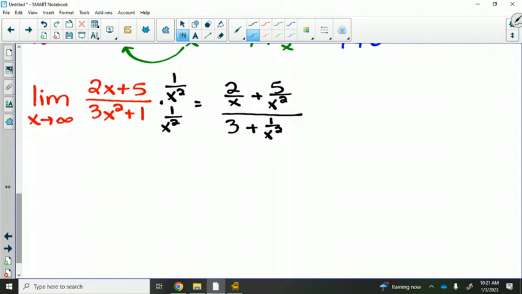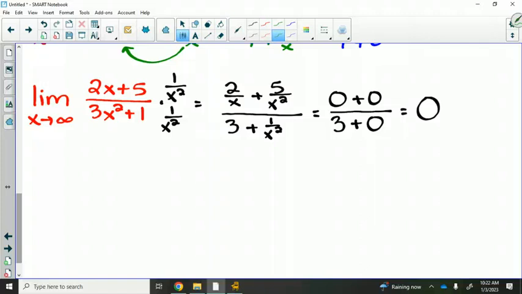Okay, out of those 4 different terms, are they either constants or in that form from the theorem? Yes. So now I can take the limit of each of them. Well, I'm going to have 0 plus 0 over 3 plus 0. That's 0 over 3, which is 0. So our limit for this is 0. Does this have a horizontal asymptote? Yeah, at y equals 0. Okay, so that's one of the 3.